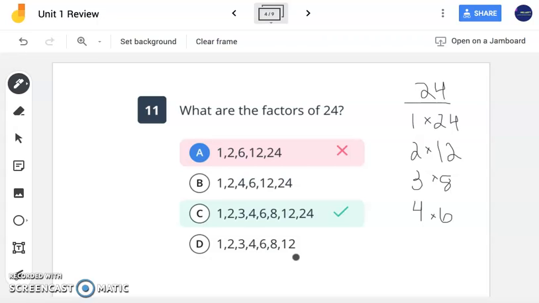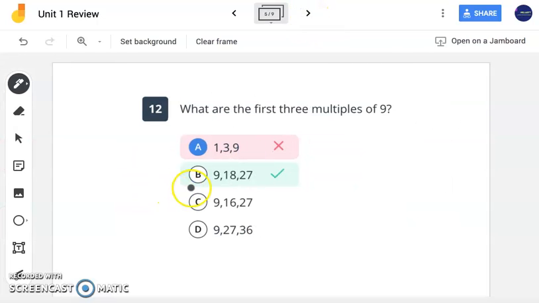So sometimes it's very easy to forget one, which is why I like listing it out on the side to make sure you include everything here. So as always, feel free to use your scrap paper to help you with this. Notice there's many factors, so we can classify the number 24 as a composite number because it has more than 2 factors.